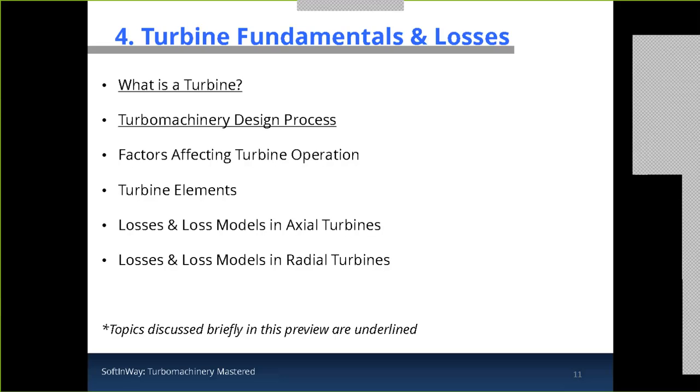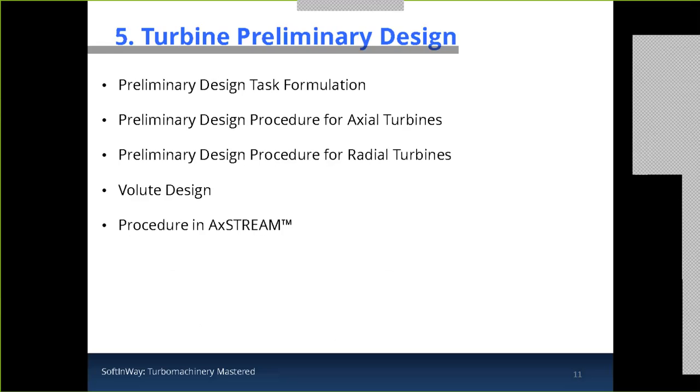We look at the overall turbomachinery design process, some of the different factors that are going to be affecting the turbine operation, the different components that are going to be found in a turbine, both axial and radial. And finally, we're going to be seeing the losses and the loss models that are going to be present in both technologies. Why we look at losses is because this is going to give us some understanding about how we can improve the efficiency of our current machines, or as we are designing them.